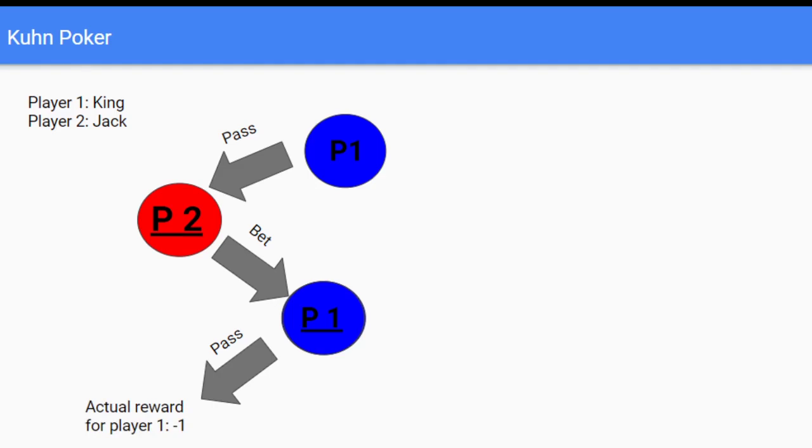Now what we've got to do is explore all the other actions that we could have taken in this state. So what would happen if we had bet? Well, in this particular hand, player 1 has a king, player 2 has a jack. So player 1 would have won the showdown.